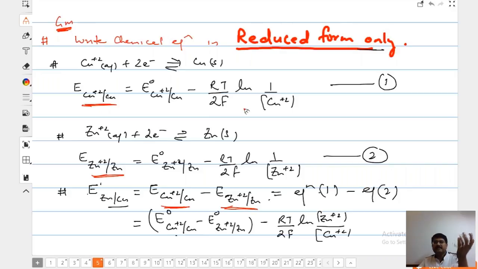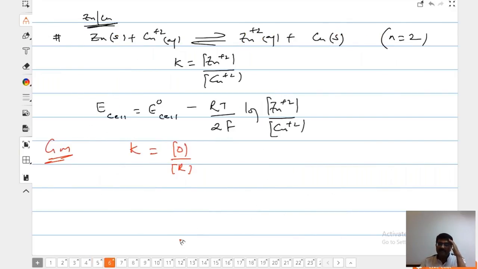How did the Nernst equation come? Siddharth, that is in the class 11 syllabus. The concentration of pure solid and pure liquid is taken as 1, my children. Or you take K is equal to Q.